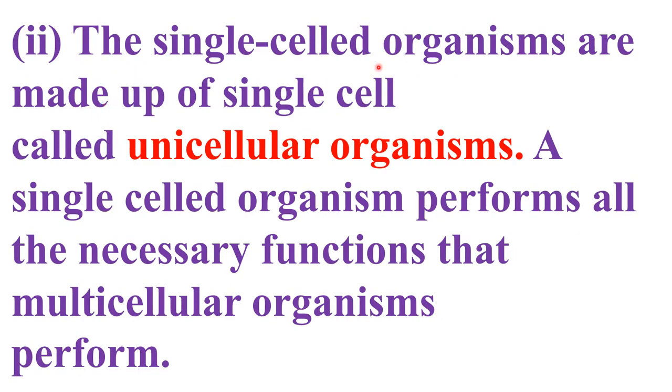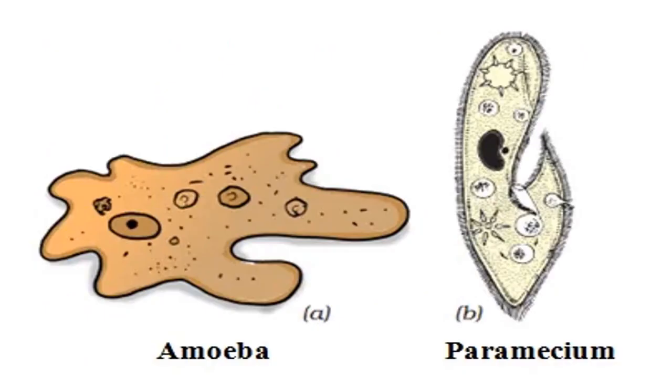Single cell organisms are made up of a single cell. Unicellular organisms are only made up of one single cell. That's why uni means one. A single cell organism performs all the necessary functions that multicellular organisms perform. The single cell organism performs every function that a multicellular organism performs with different cells. So they perform every function from a single cell. Examples: amoeba, paramecium.